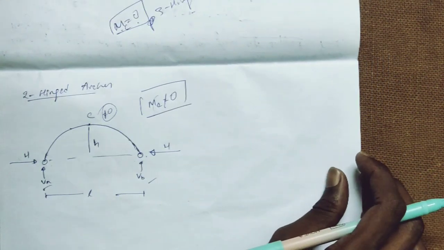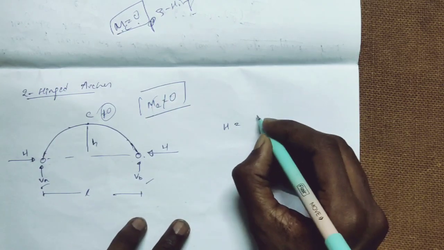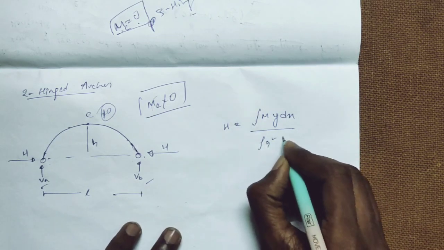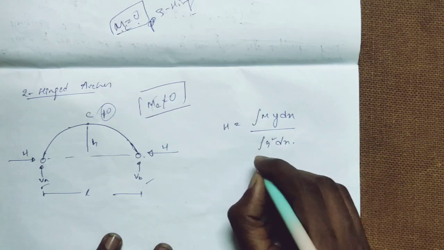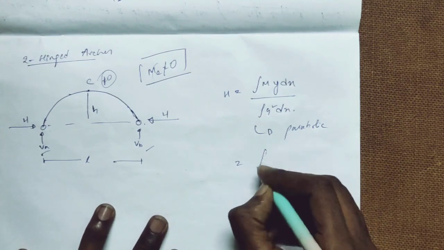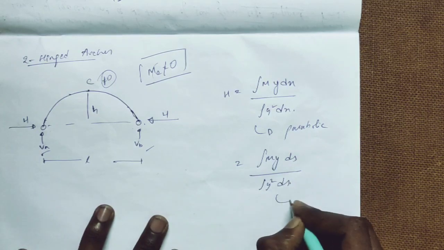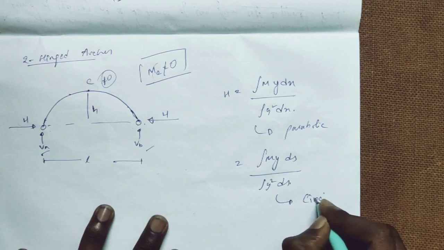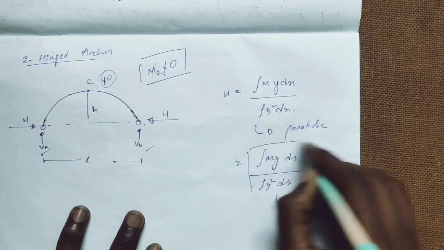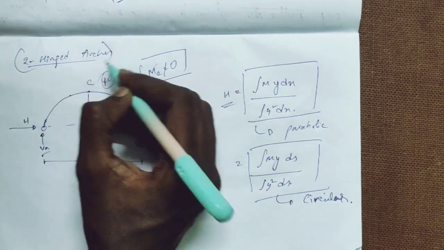So we're going to use a formula for H. In two hinged arches, H is equal to integral of M y dx by integral of y squared dx. This is for parabolic. And integral of M y ds by integral of y squared ds is for circular. We're going to use these formulas now to find H for two hinged arches.